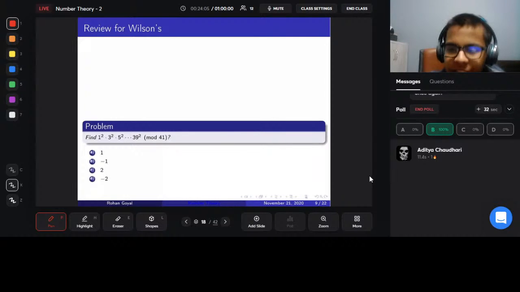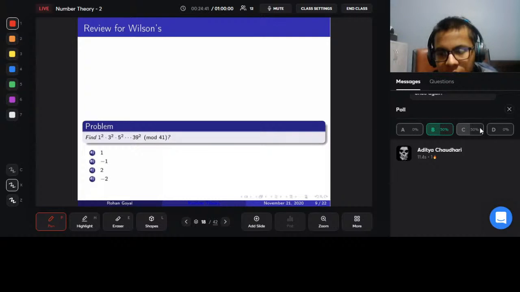Okay, so I'll give you a hint. You can actually write 1 as 41 minus 40. So you can actually make it 1 into minus 40 mod p, 3 into minus 38 mod p, 5 into minus 36 mod p, and so on. What will that give you? Okay, so only two people attempted this problem.